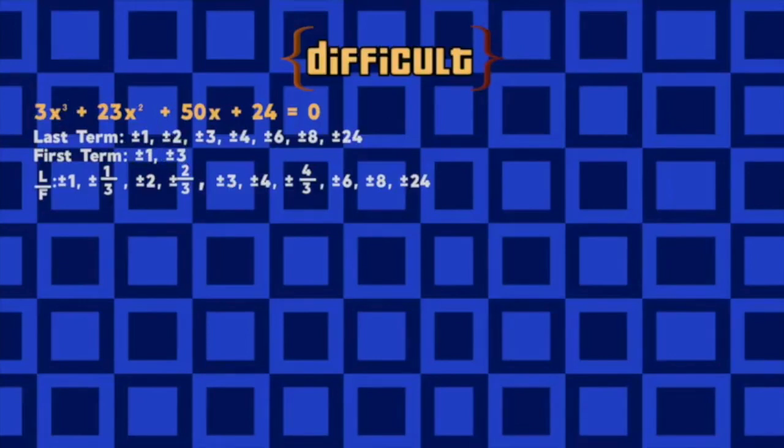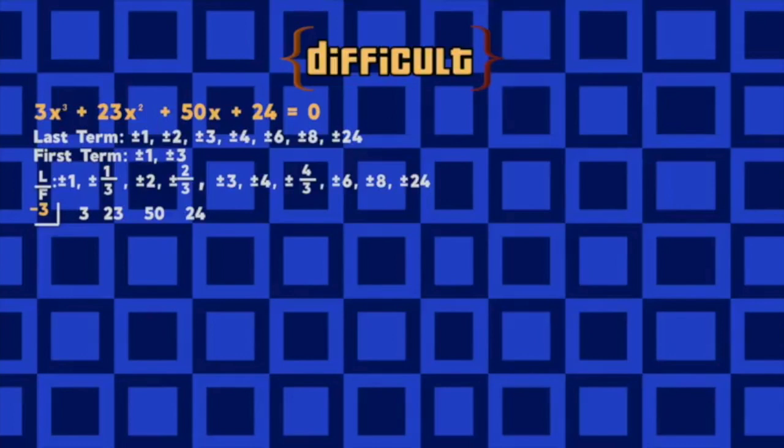Now, L over F will be plus or minus 1, plus or minus 1 over 3, plus or minus 2, plus or minus 2 over 3, plus or minus 3, plus or minus 4, plus or minus 4 over 3, plus or minus 6, plus or minus 8, and plus or minus 24. Using the remainder theorem, you can solve using synthetic division with negative 3 as a divisor, and 3, 23, 50, and 24 as a dividend.